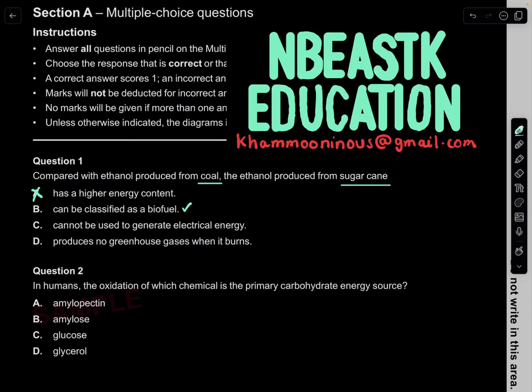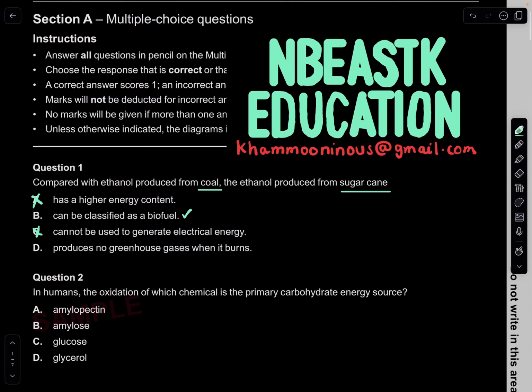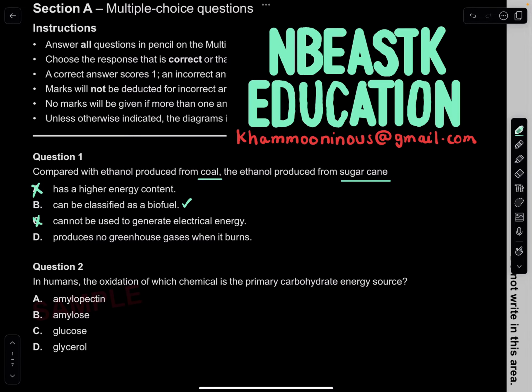So rubbish. D, produces no greenhouse gases. Wrong. Remember, ethanol produced from coal and ethanol produced from sugar, they both produce greenhouse gases. Now you might think, okay, isn't ethanol that's produced from sugarcane much better than coal? Absolutely true, because remember, there is carbon neutrality.